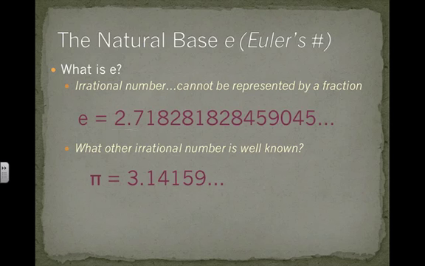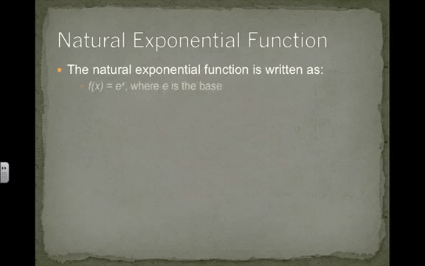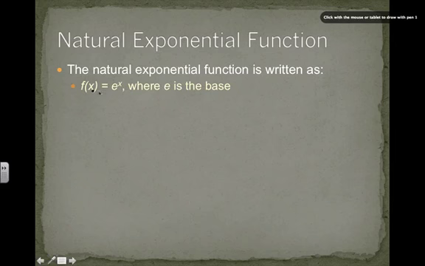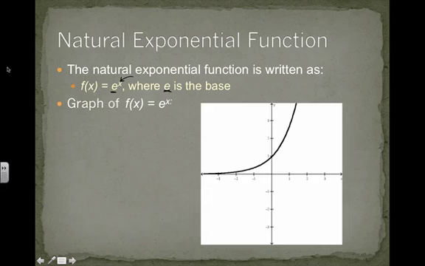Okay, so now we know what e is. So how are we going to use it with regards to an exponential function? Our natural exponential function is written as f of x equals e to the x. So remember, when we have exponential functions, our exponent is our variable x. And for the natural exponential function, e is going to be our base. So let's take a look at what the graph of e to the x looks like.